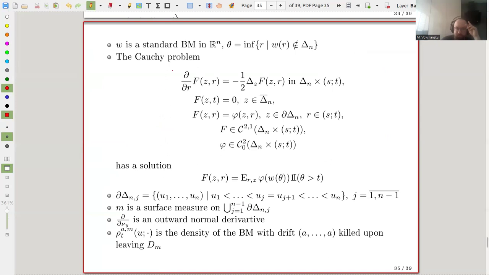So here we start again with the Brownian motion. Delta n is a simplex. And we consider this Brownian motion that is killed upon leaving this simplex Delta n. So essentially, rho in the case a equals 0 is simply the Karlin-McGregor determinant by definition. I have a small remark. This is not the same as non-colliding Brownian motion in the literature, because non-colliding Brownian motions are often understood as those conditioned not to collide. And here we simply kill when collision happens.